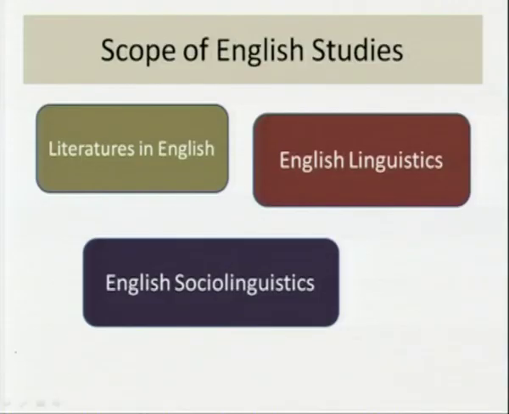So, what I am going to do in the first few minutes of this lecture is a recap of some of the things that we did in our last module. We saw that when we talk about the scope of English studies, we include, broadly speaking, three areas: literatures in English. Remember, we are not saying English literature, we are saying literatures in English. English linguistics and English sociolinguistics.